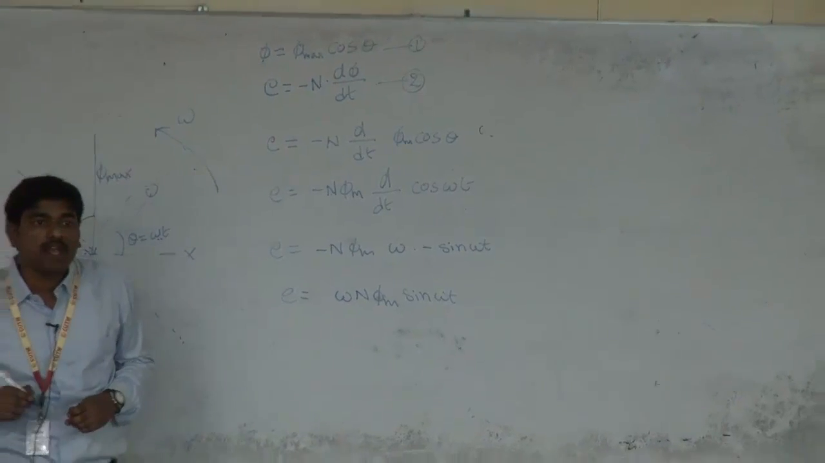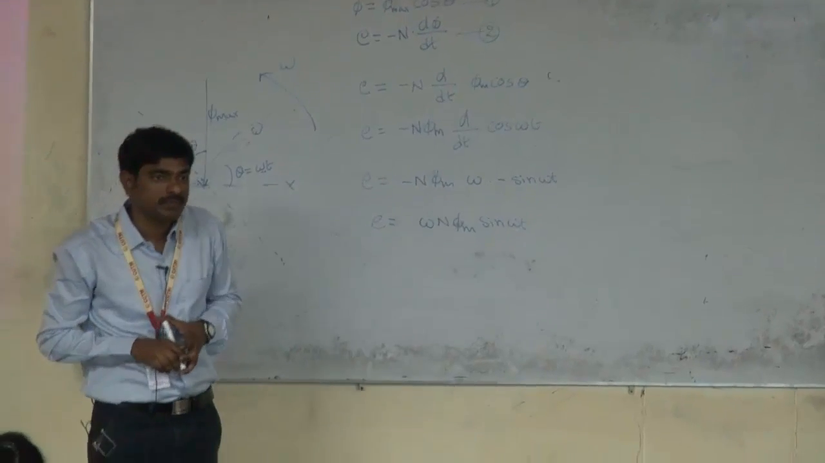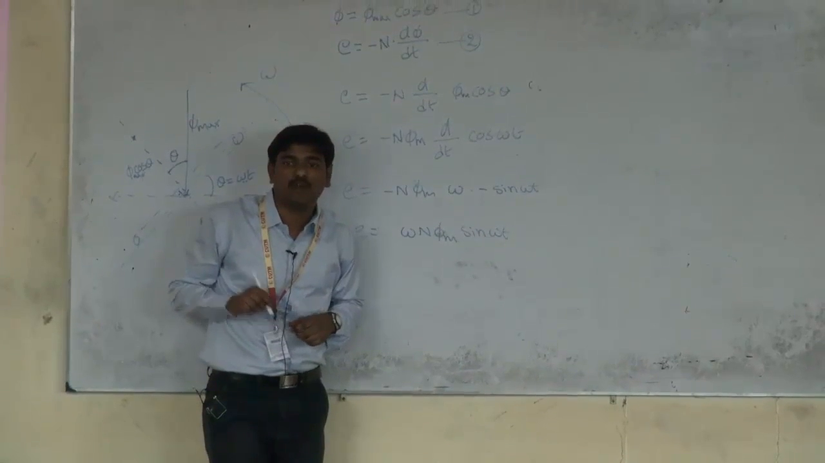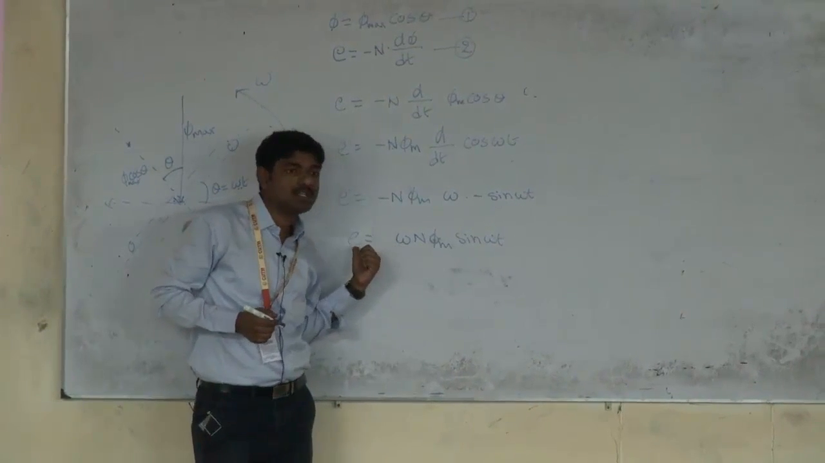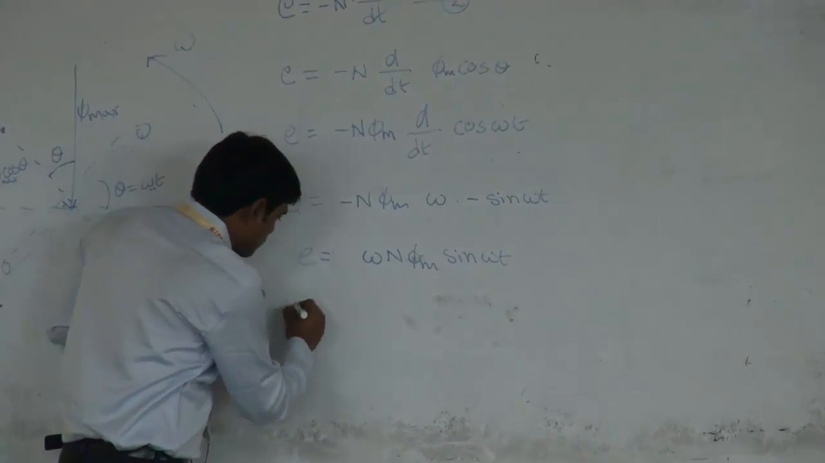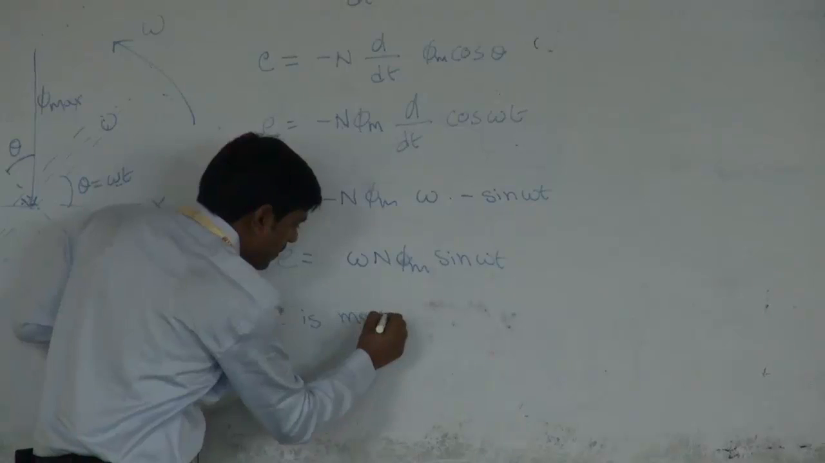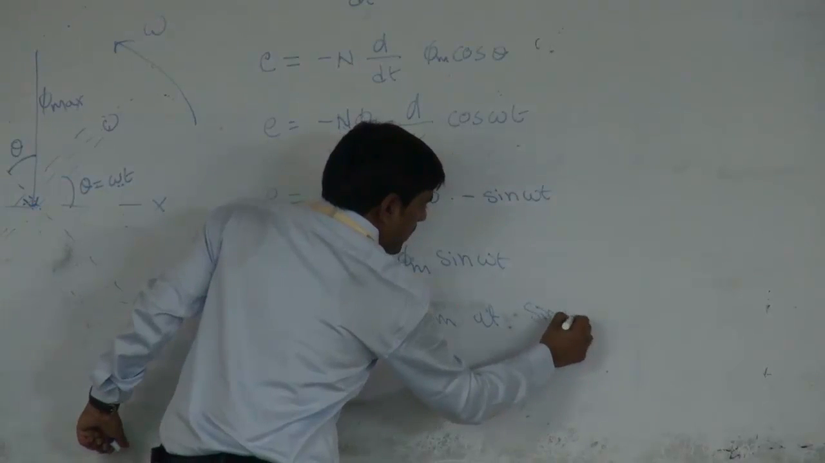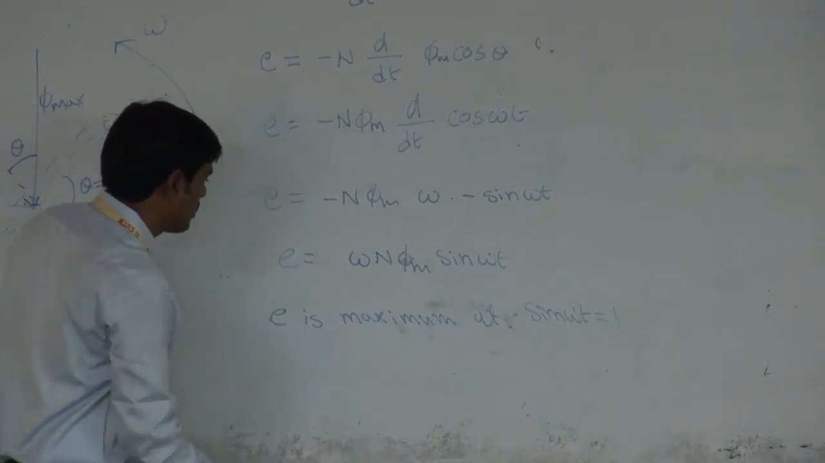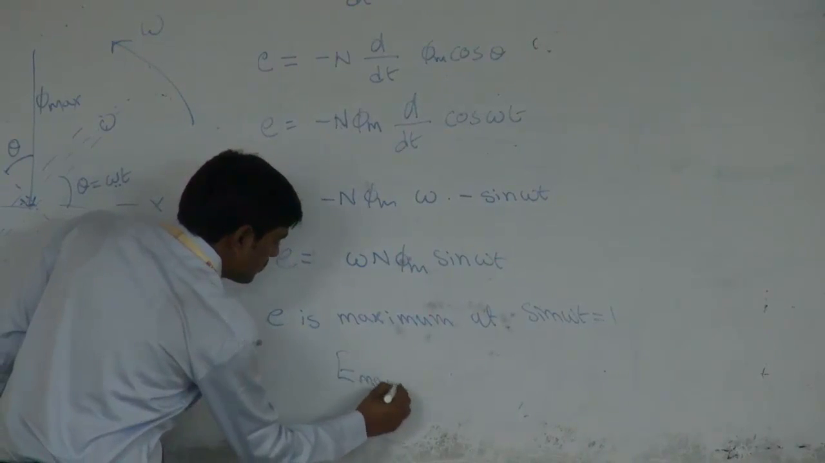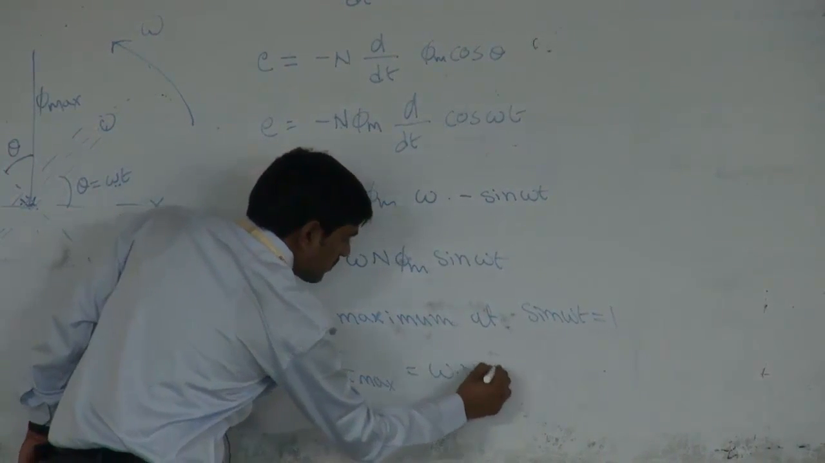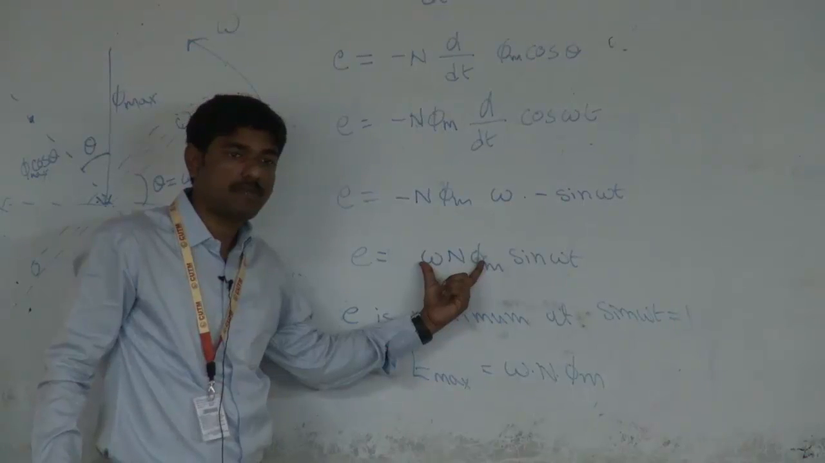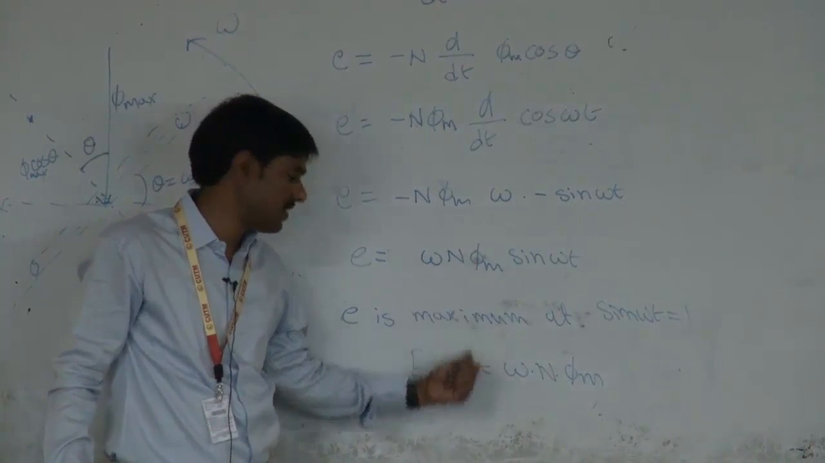At which value is the induced EMF maximum? When sin omega t is equal to unity. When sin omega t is equal to 1, you will get E maximum. So the induced EMF E is maximum at sin omega t equal to 1. That means E max is equal to omega n phi m. Now this omega n phi m is nothing but E max, so we can replace it with E max.